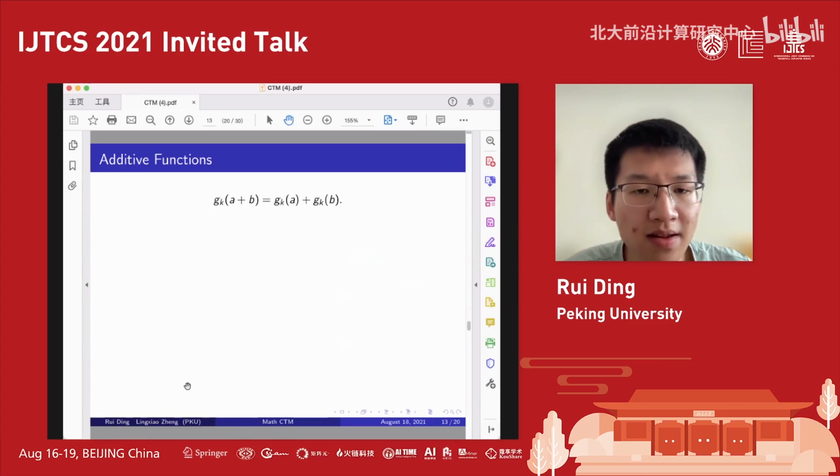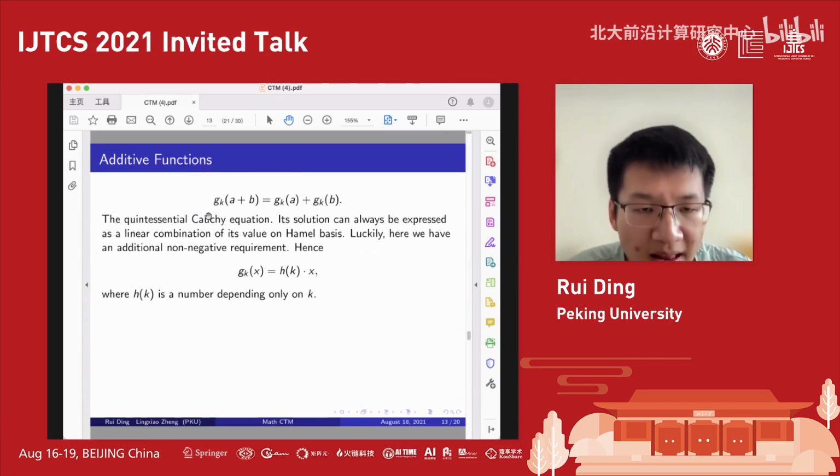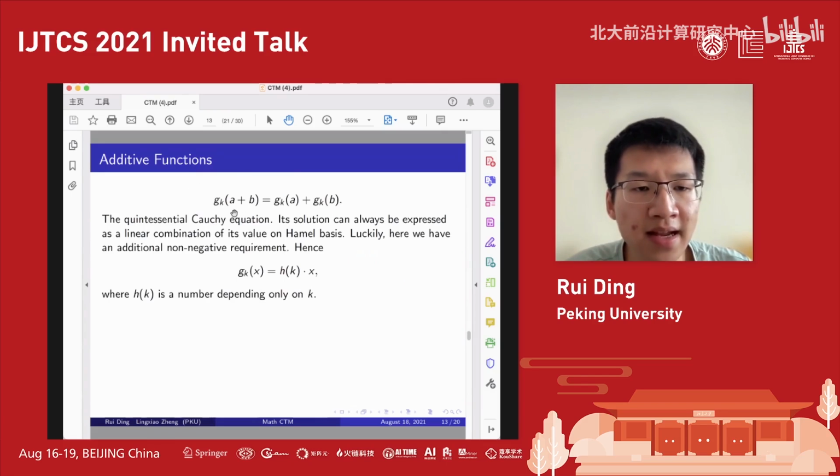We're going to look at this equation. It is a quintessential Cauchy equation, and its solution can always be expressed as a linear combination of its values on the Hamel basis. But luckily, here we have a non-negative requirement, so we can affirmatively write that the solution of G_K must be a linear one, where H_K is a slope, a number depending only on K.